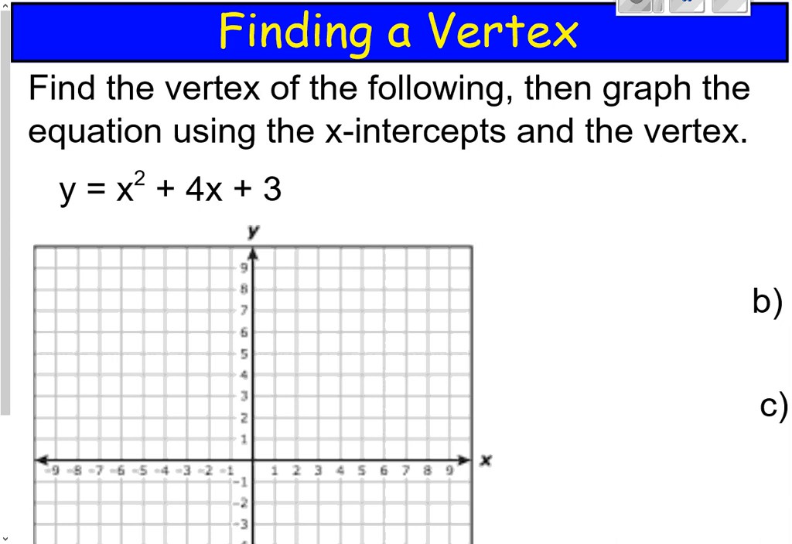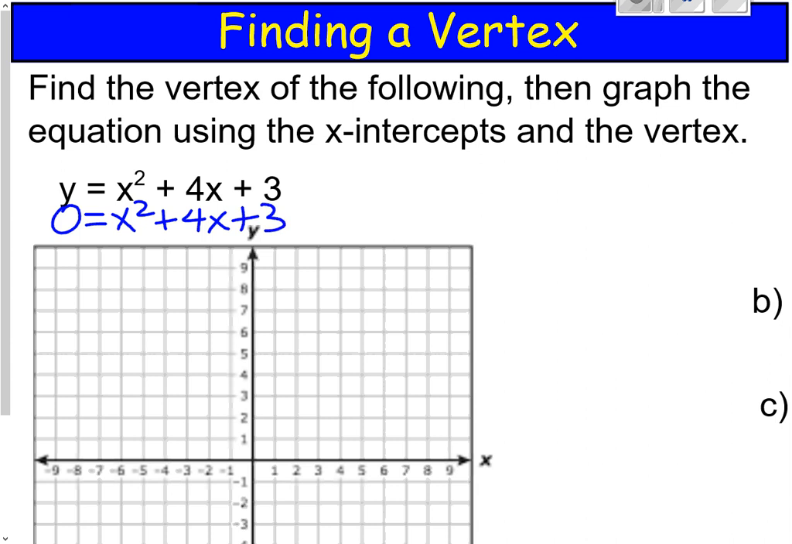So find the vertex of the following, then graph the equation using the x-intercepts and the vertex. So they want us to actually use the x-intercepts and the vertex. I'm going to start with my x-intercepts, and my x-intercepts are going to come from setting y equal to 0 and then factoring it.